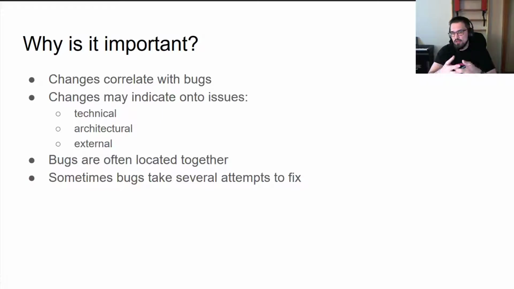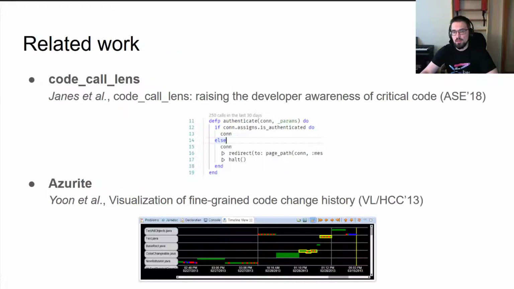Bugs are often located near each other and may also take several attempts to fix. So overall, the information about the most frequently changed methods could be really useful for developers to pay closer attention to such methods and possibly rethink them.